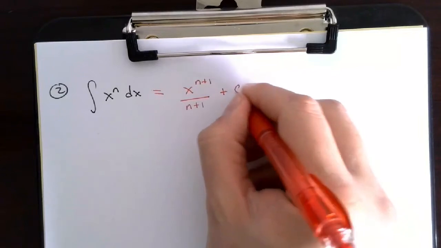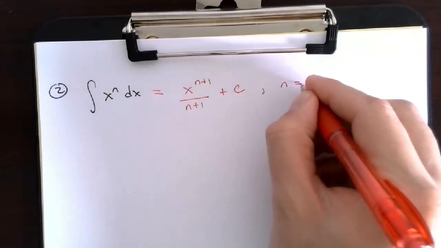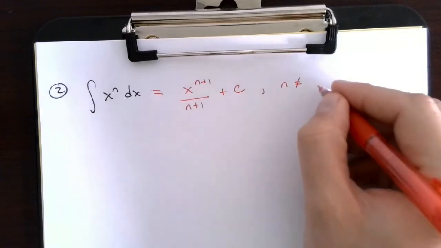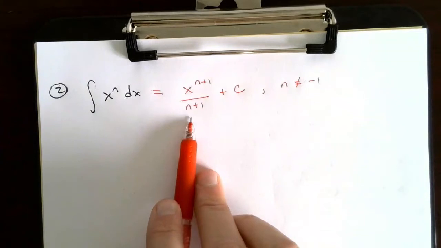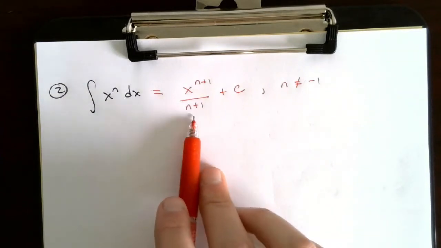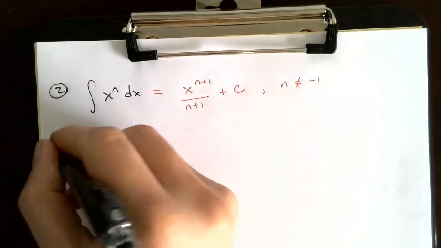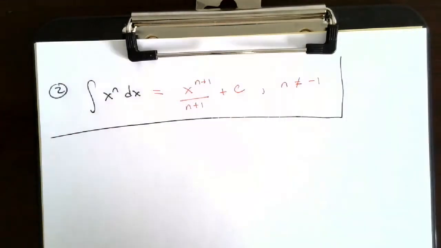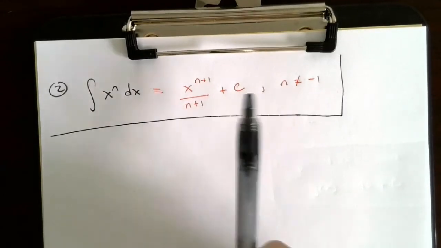And then we put plus c at the end. And remember, this is for n not equal to -1. If n equaled -1, keep in mind what would happen. -1 plus 1 would make this a 0 denominator, which would be undefined. So it's a different rule for when n equals -1. But for all other cases, x to a power, you add 1 to the exponent and divide by that same new exponent, and then plus c at the end.